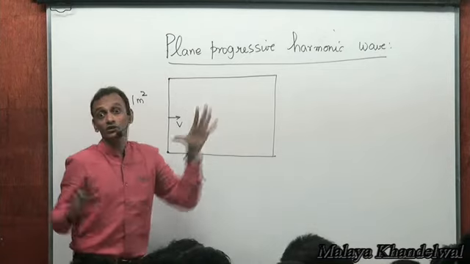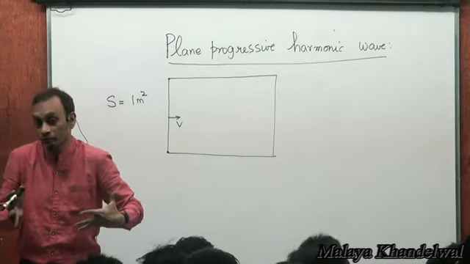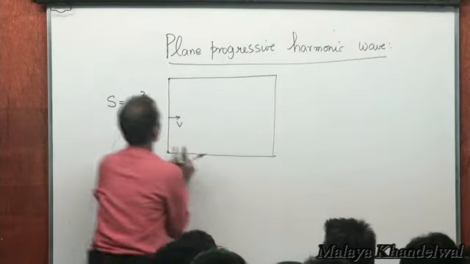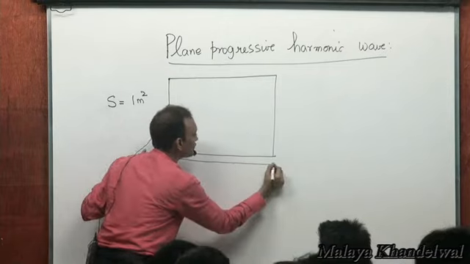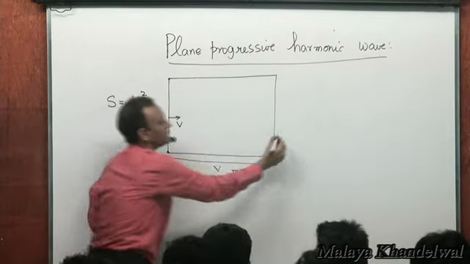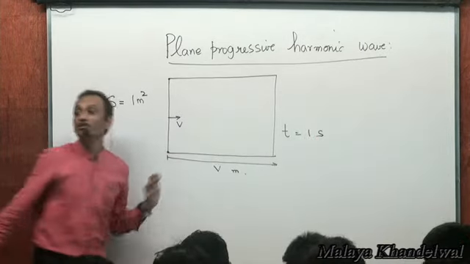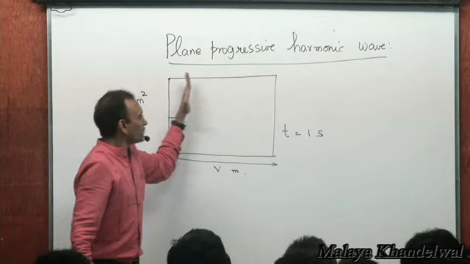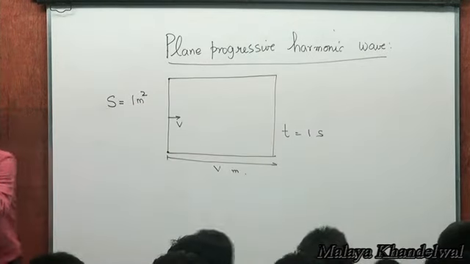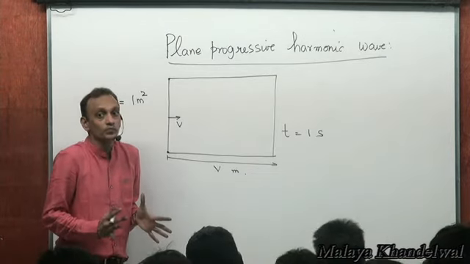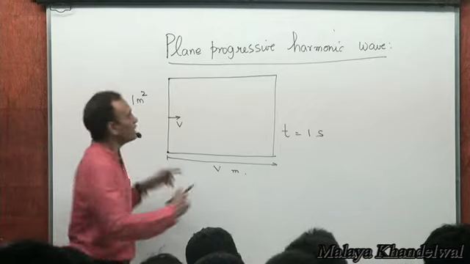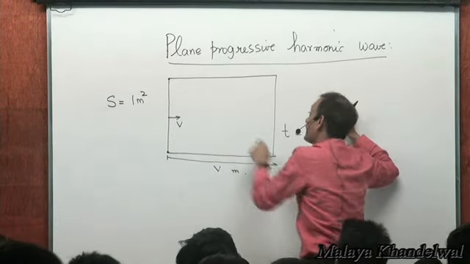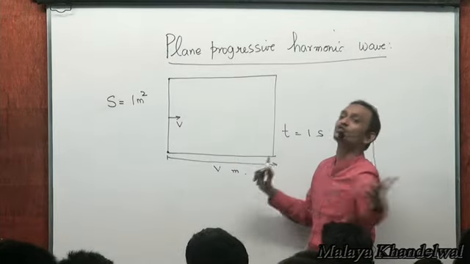Now, let's say in 1 second, there is a certain amount of energy that has flowed past this plane. Where does it appear? In 1 second, that disturbance would have traveled V meters, because it's traveling at the rate of V meters per second. That means in 1 second, it would have energized all the particles in this region. Yes or no? Yes, sir.